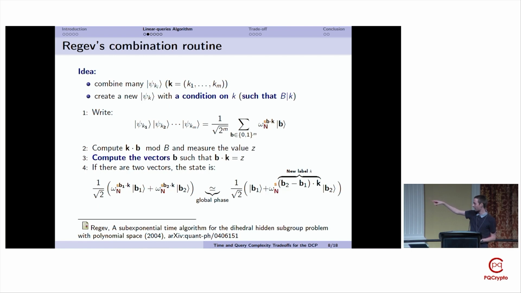b1·k or b2·k. And this corresponds to a new phase vector. It's up to a global phase, but global phases don't matter. So you have your new phase vector, and actually the new label here is divisible by B, because that's what we force it to do. So this is how it works for Regev's algorithm.